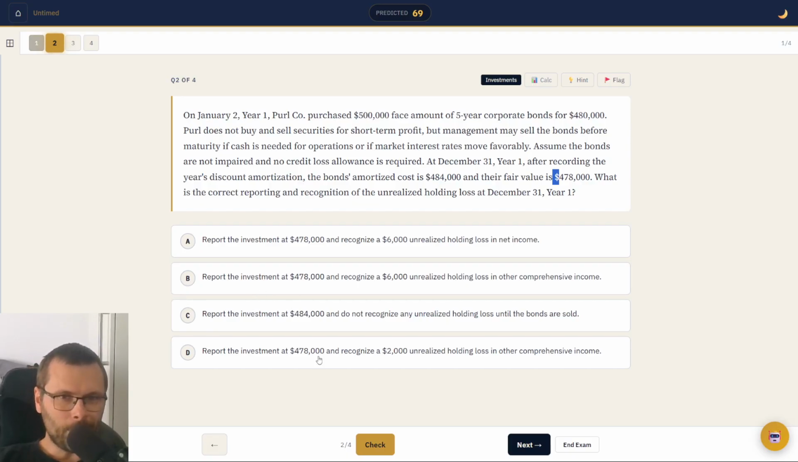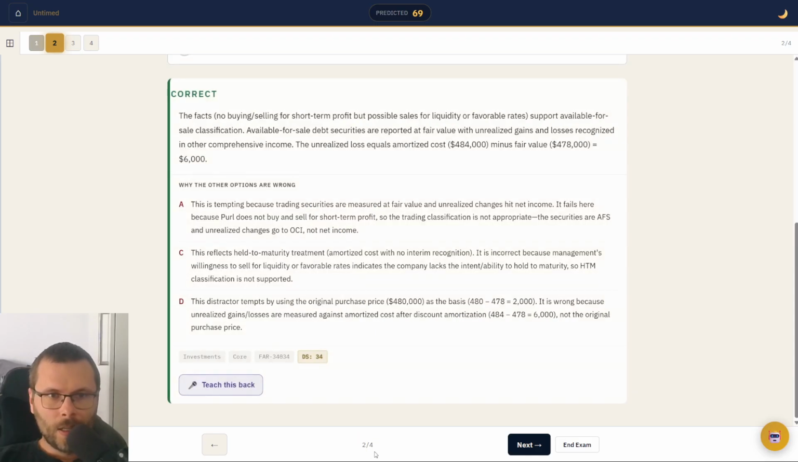The only difference between B and D is the 6,000 versus the 2,000. And the 6,000 is the 478 compared to what? 484, which is the amortized cost, which is what you compare against. I'm guessing the 2,000 is against the purchase price. Yeah, it's not purchase price. So this one is definitely B.